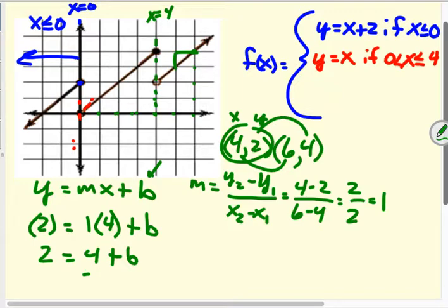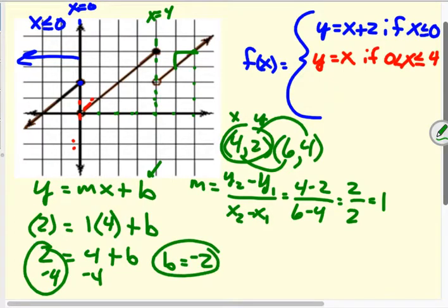So 2 equals 4 plus b. And then just solving for b, you'd subtract 4 from both sides. 2 minus 4, that means b is equal to negative 2. Okay? So, what does that mean? Slope is 1, y-intercept is negative 2. My linear equation is y equals 1x, or just x, minus 2.